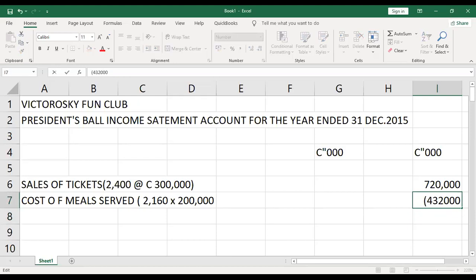So it's minus. So you either include brackets or you write less. So 720 minus 432 gives us 288,000. Okay, then less expenses.